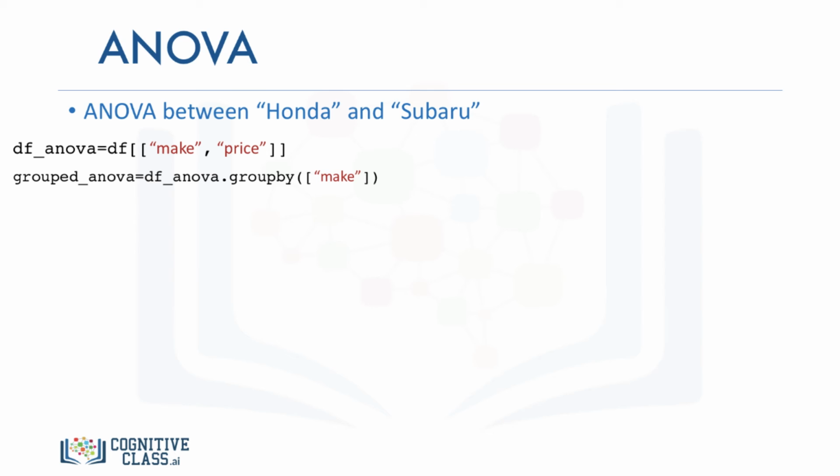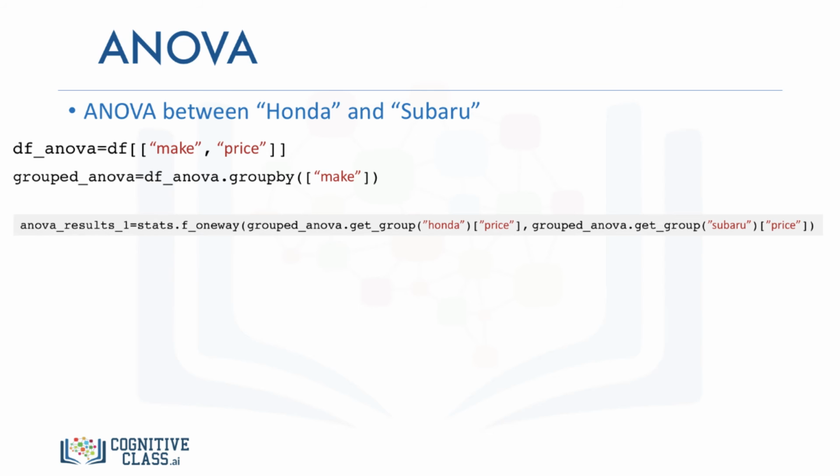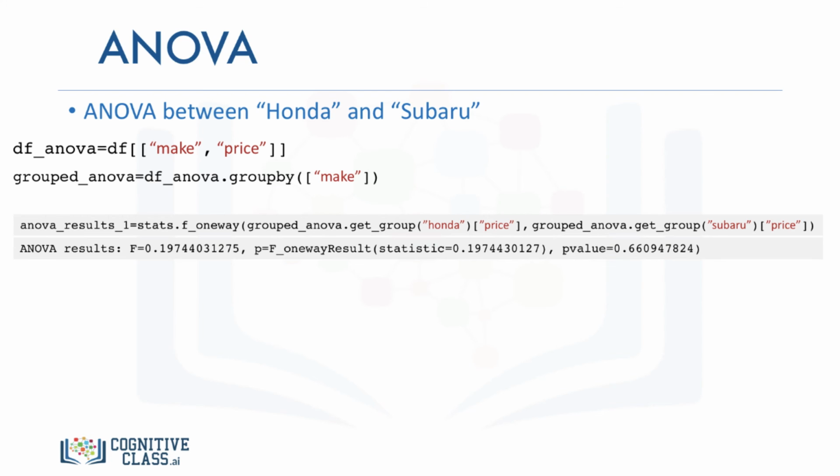Then we'll group the data by different makes. The ANOVA test can be performed in Python using the f_oneway method, a built-in function of the SciPy package. We pass in the price data of the two car make groups that we want to compare, and it calculates the ANOVA results. The results confirm what we guessed at first.